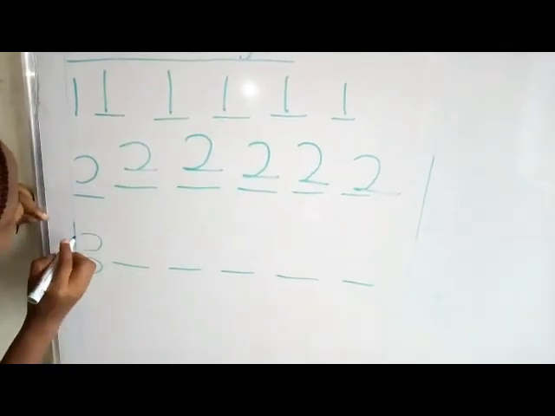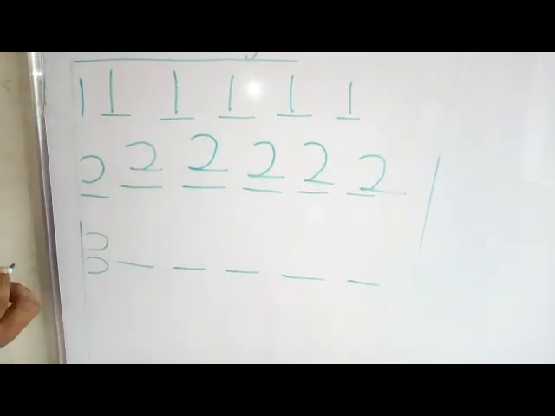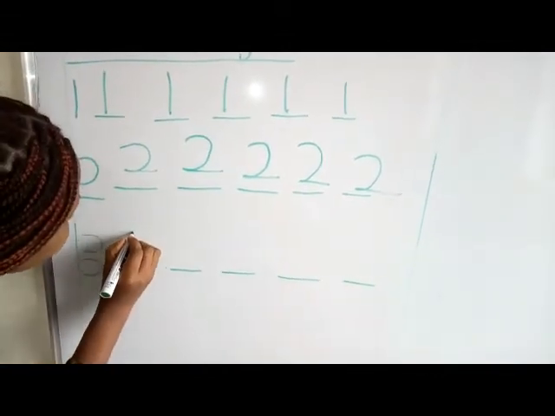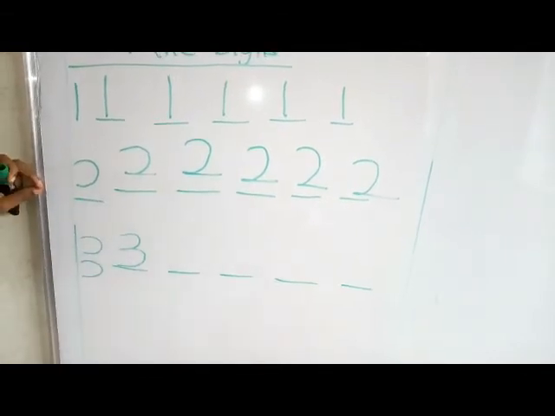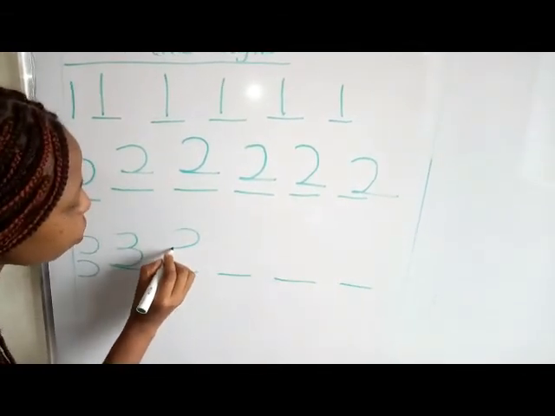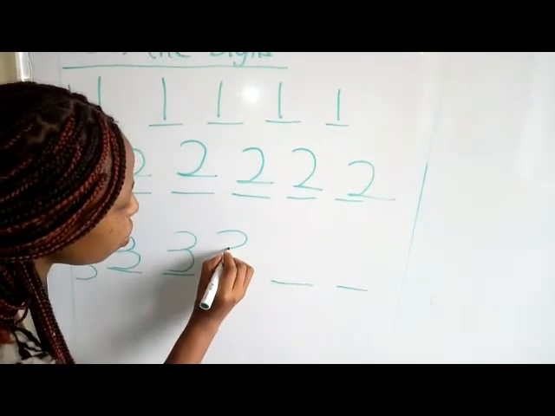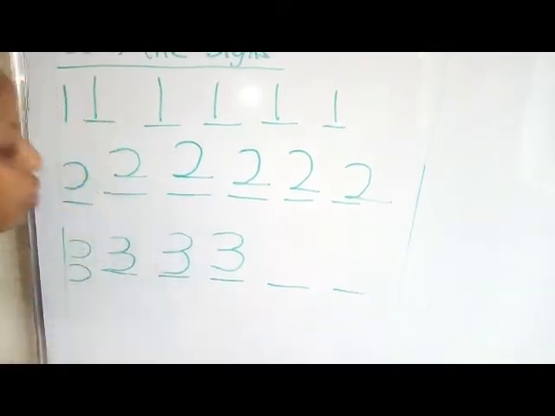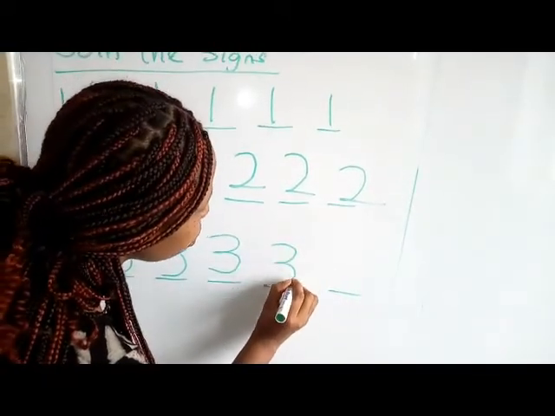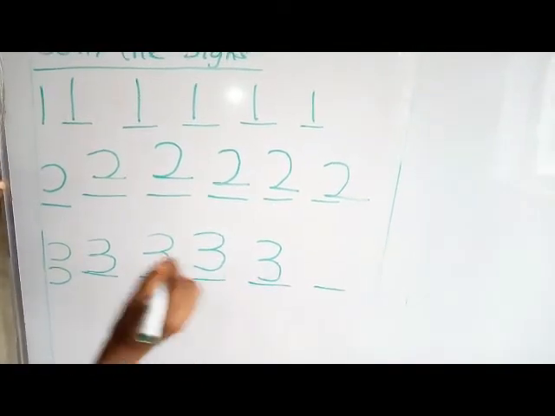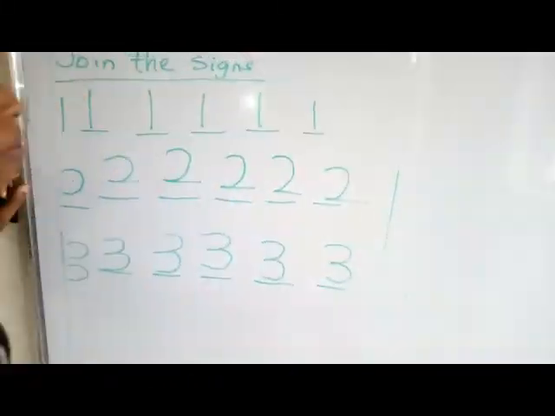Now this sign, a front curve and a front curve, when you join them, gives you number 3. A front curve and you join the other front curve and you have your number 3. A front curve, another front curve. You have your number 3. A front curve, another front curve. You have your number 3.